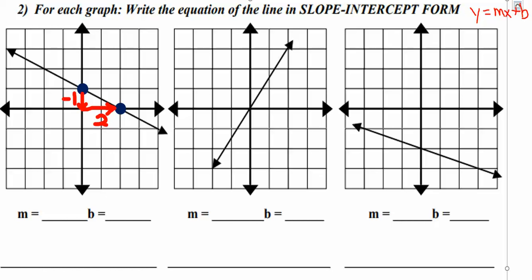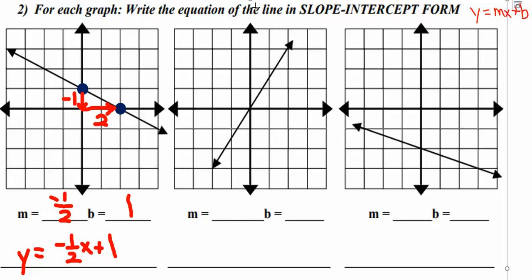So let's start filling in our information. First things first, we found the y-intercept. That is at positive 1. Our slope, down 1, right 2, rise over run, would be negative 1 over 2. So now that we know what m and b are, we plug it into our formula, and we have y equals negative 1/2 x plus 1.